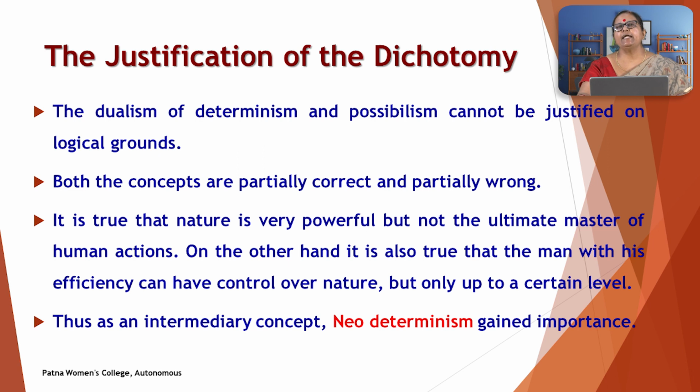So we cannot say that this is totally scientific. Dualism cannot be scientific, dualism cannot be fully justified, but both have their own importance, both have their things to prove. So this dualism prevailed for many years, still it is there, and to resolve this, an intermediary concept has come up that is termed as neo-determinism, that tries to resolve the dichotomy, the conflict, the contradiction that is there between these two very important, very prominent concepts of human geography, determinism and possibilism.